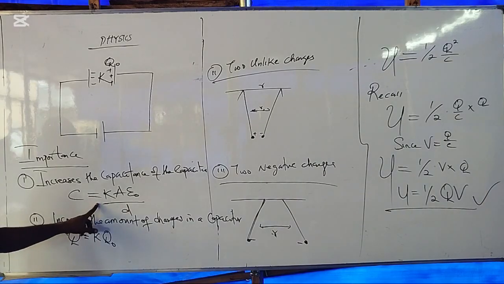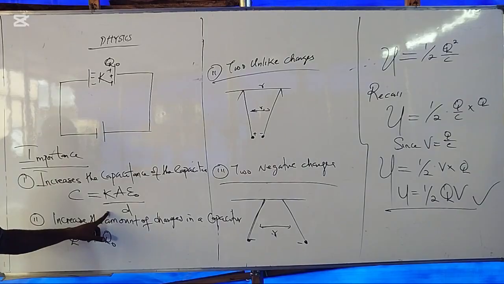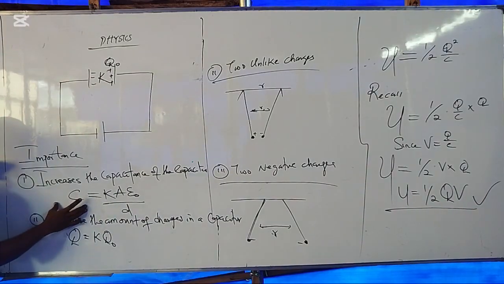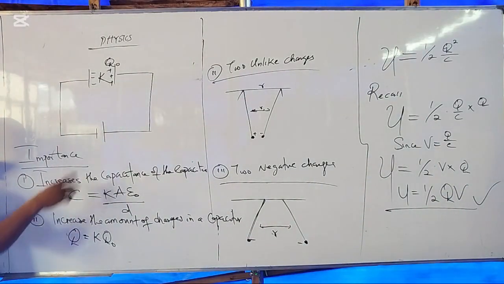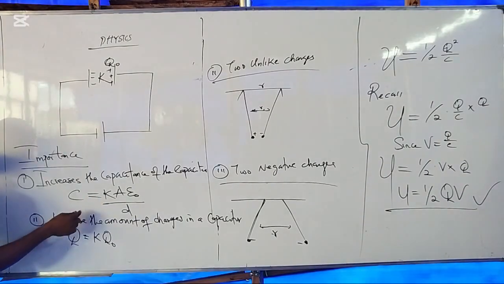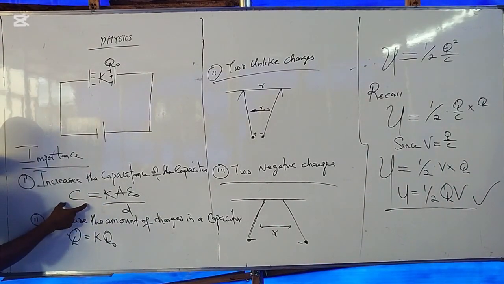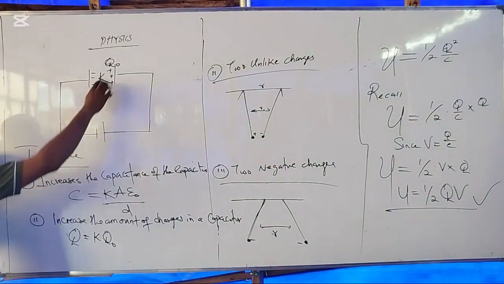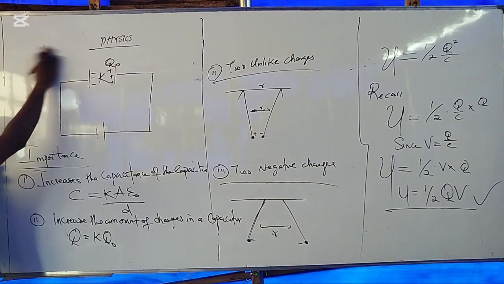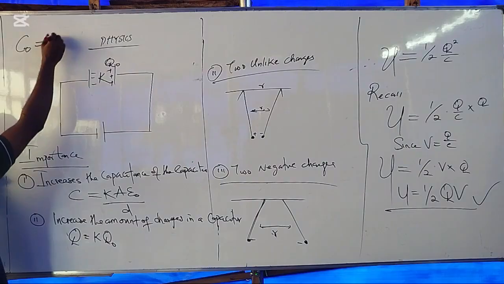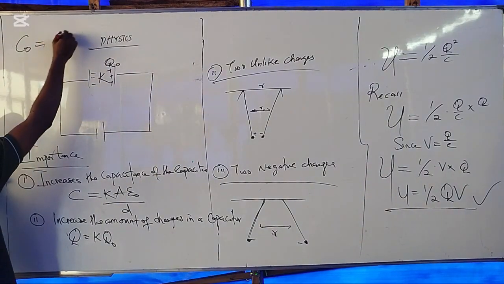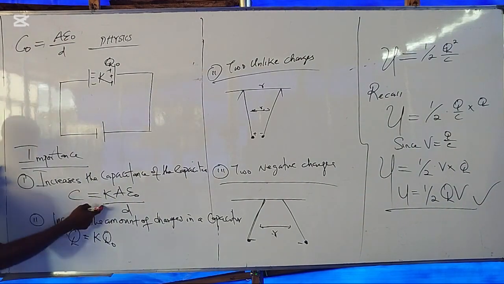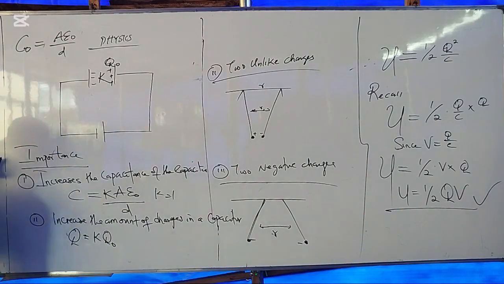This one? C equals K epsilon naught A divided by d, yes. This is called the capacitance of a parallel plate capacitor. You saw what happened this morning. When we derived this formula, we found that to increase the capacitance, we have to introduce a dielectric material. But if I have air, the capacitance C naught equals epsilon naught A divided by d. K is equal to 1 for air.